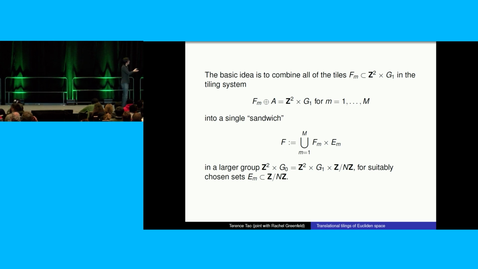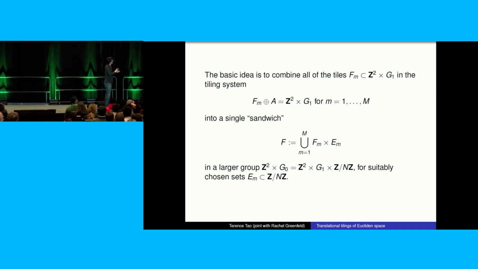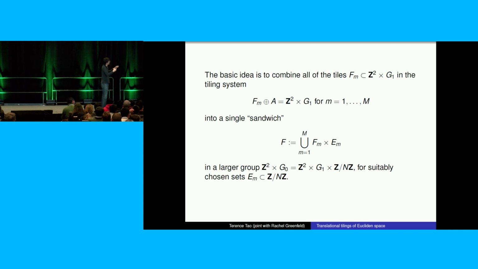And as long as you're willing to increase the size of your ambient group a little bit, you can turn m separate tiles into a single tile in higher dimensional space, maybe your original group cross a cyclic group, for instance.